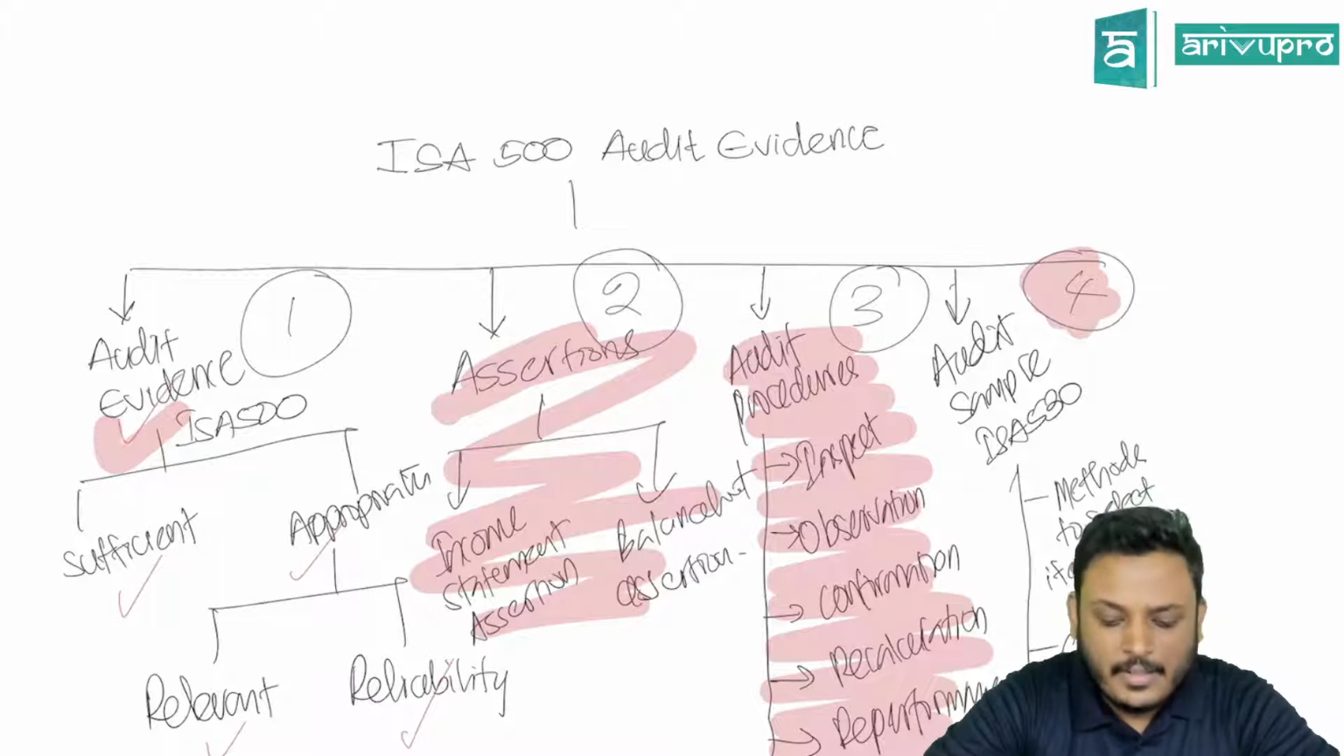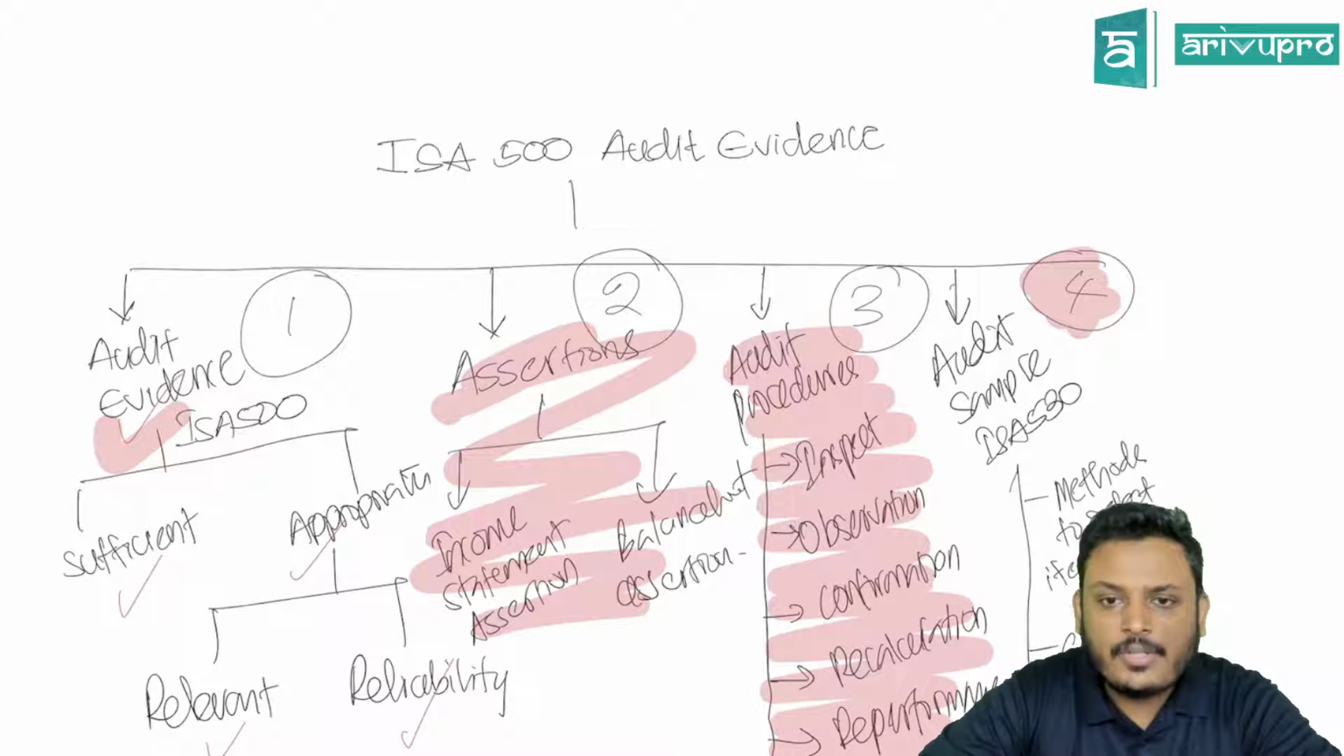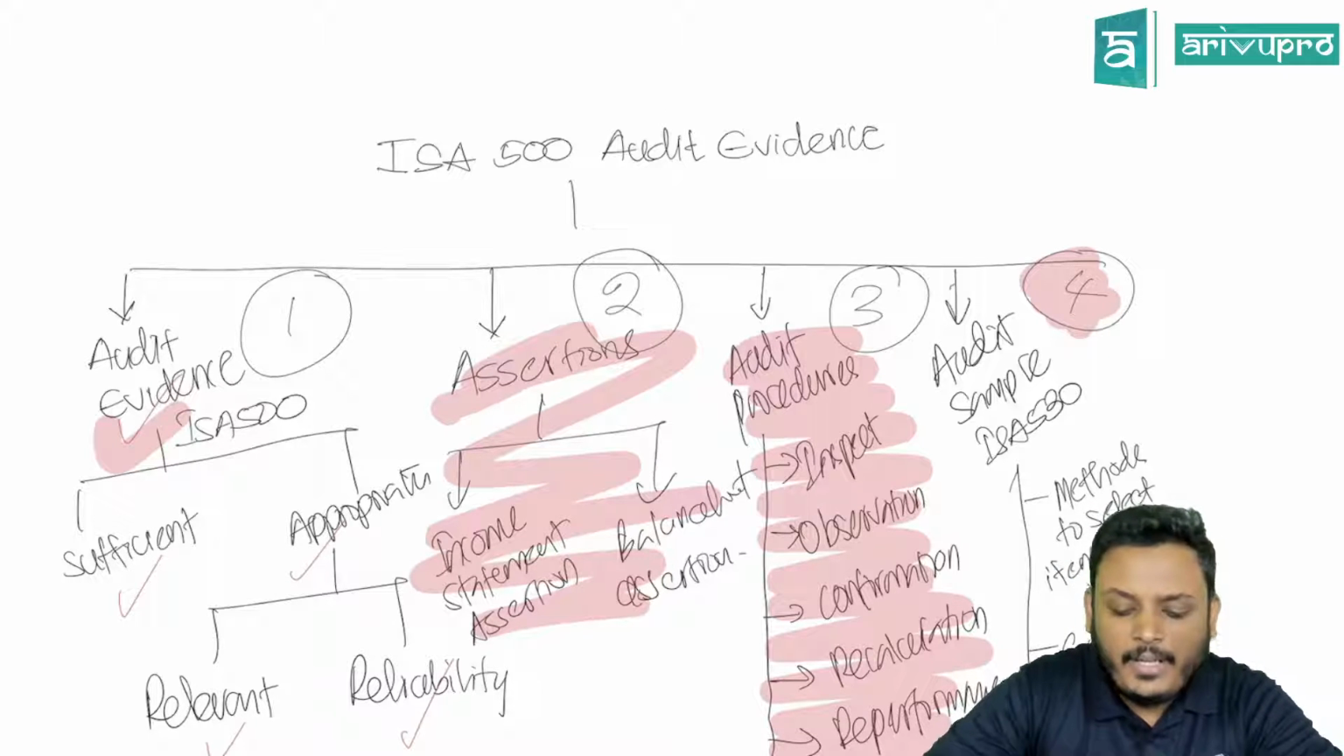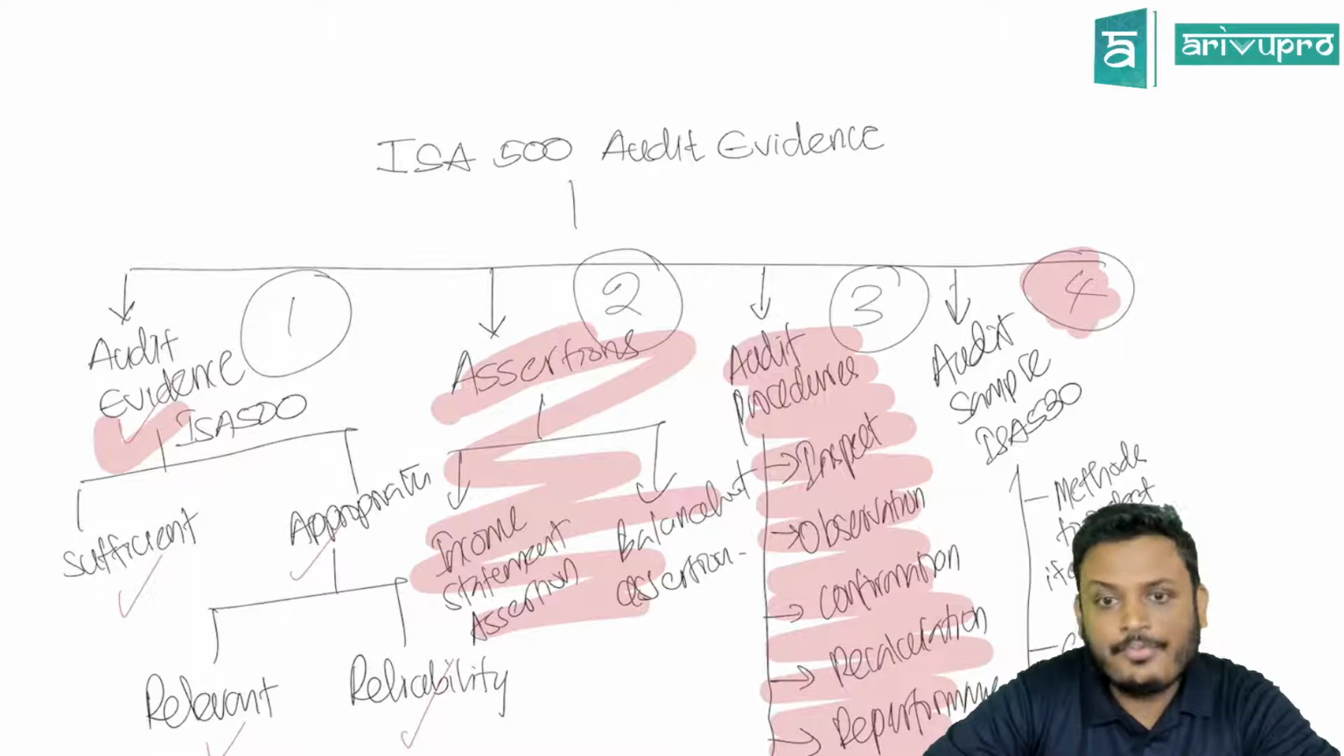Today we're going to start the evidence session, ISA 500 audit evidence. In the last video we looked at audit planning, so audit planning is fully done. Now let's move to audit evidence. If I take audit evidence, ISA 500, let's write down the flow chart.